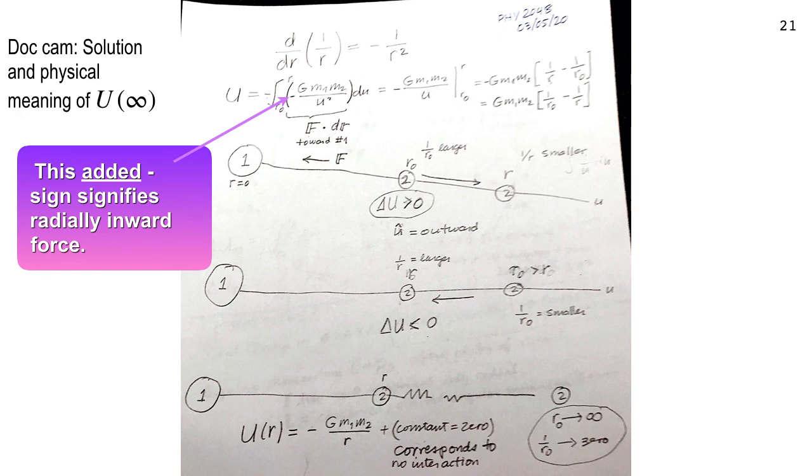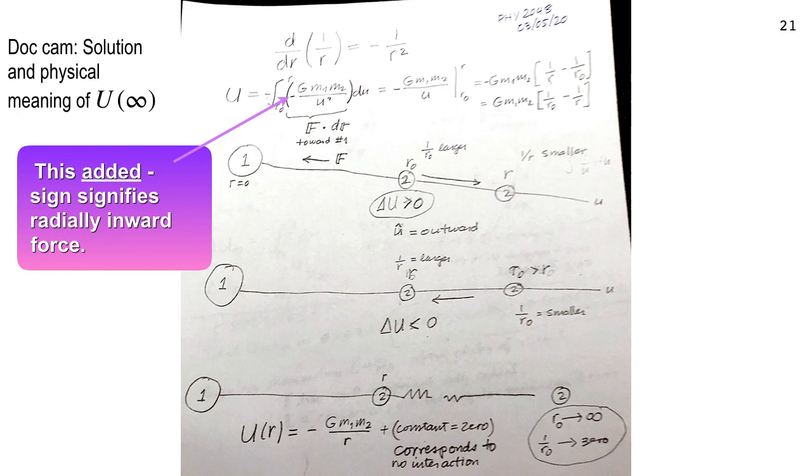Okay. So here's the derivative of 1 over r, minus 1 over r squared. That's the inverse to the integration. So u is equal to minus the integral from r0 to r of a bunch of stuff up on top here. Here's the force law, and this is u squared, dummy variable u.